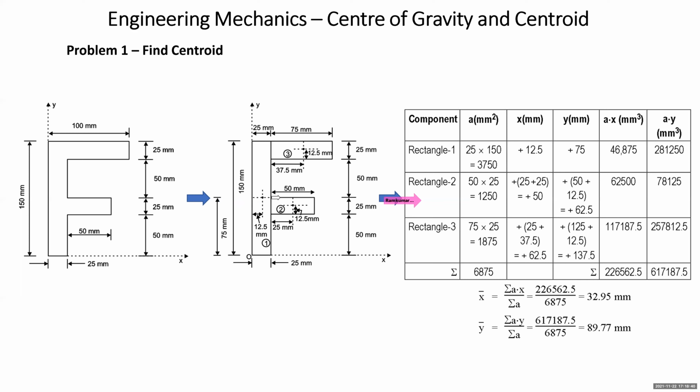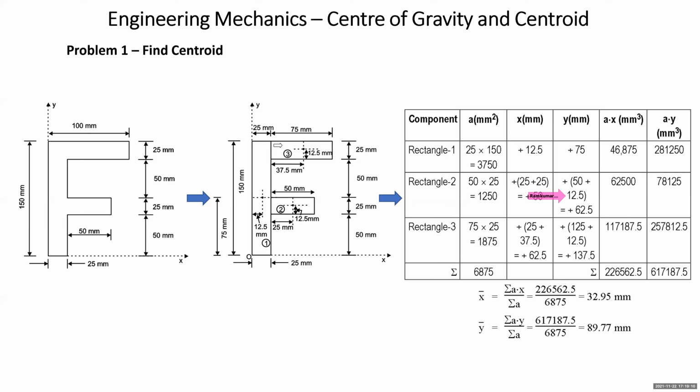Now we come to rectangle 2. This is my rectangle 2. I wrote the circle here for number 2. What is the area? 50 into 25. See, 50 into 25. Now this is the point for which you need to read the coordinates. The point is right of the y-axis, so the x coordinate is positive. At what distance is it away from the y-axis? This is 25 plus 25, 50. This point is above the x-axis, so the y coordinate is positive. What is that? 50 plus 12.5, 62.5.